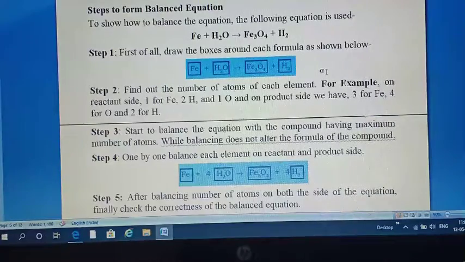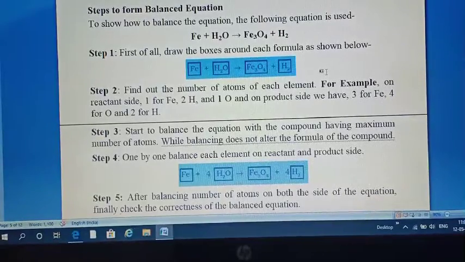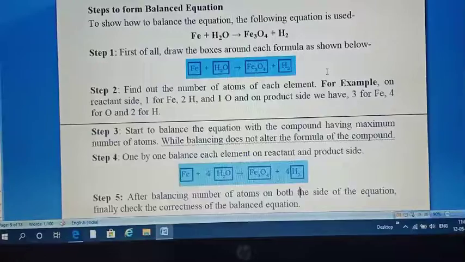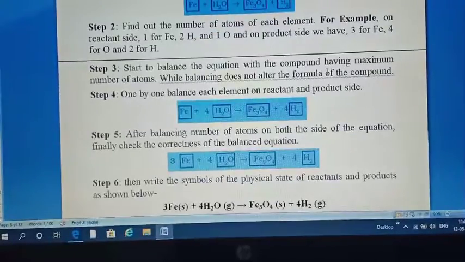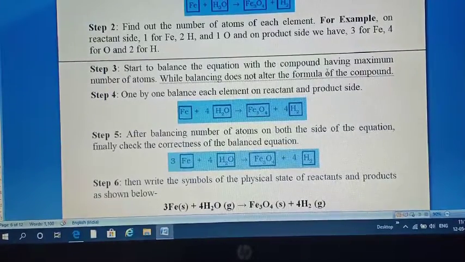So we have to balance both sides here. On the product side you can see 3 atoms of Fe, 4 atoms of oxygen and 2 atoms of hydrogen. Then we start balancing. Start to balance the equation with the compound having the maximum number of atoms, while balancing does not alter the formula of the compound. One by one, balance each element on the reactant and the product side.